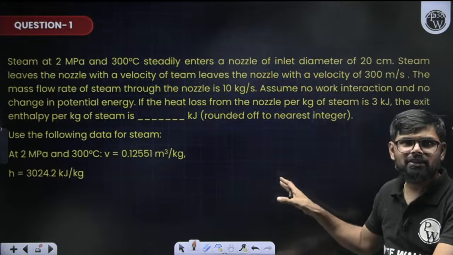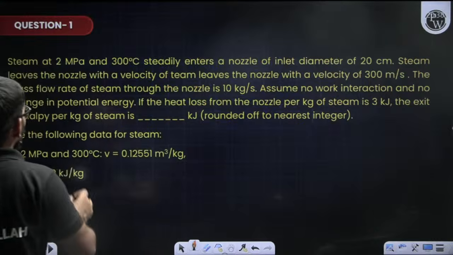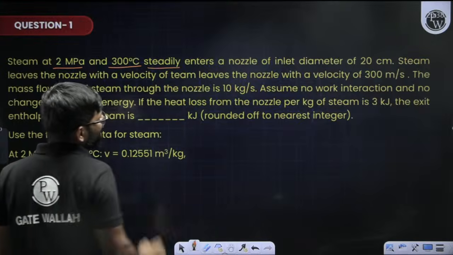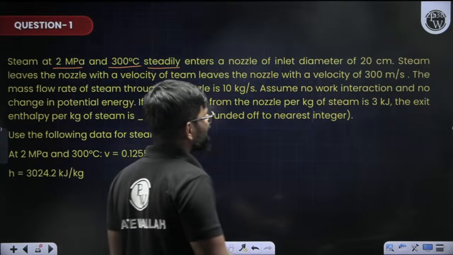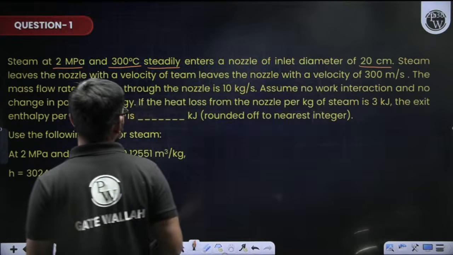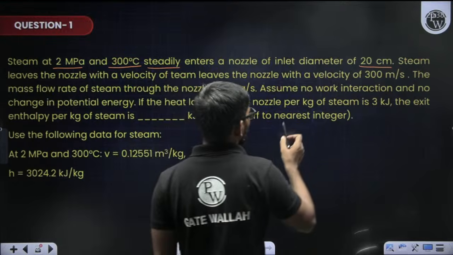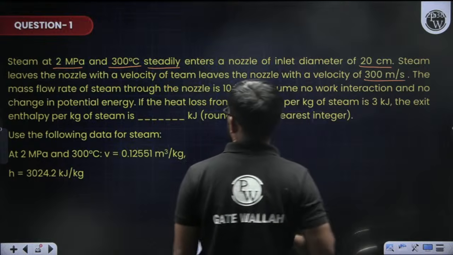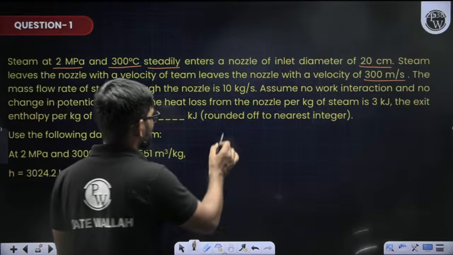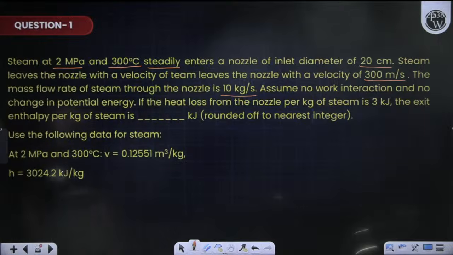Okay, have you done this problem? Steam at 2 megapascal and 300 degrees initial condition steadily enters a nozzle. The inlet diameter is given as 20 centimeter. The steam leaves the nozzle with a velocity of 300 meter per second. The mass flow rate m dot of the steam through the nozzle is also given. Assume no work interaction and no change in potential energy.